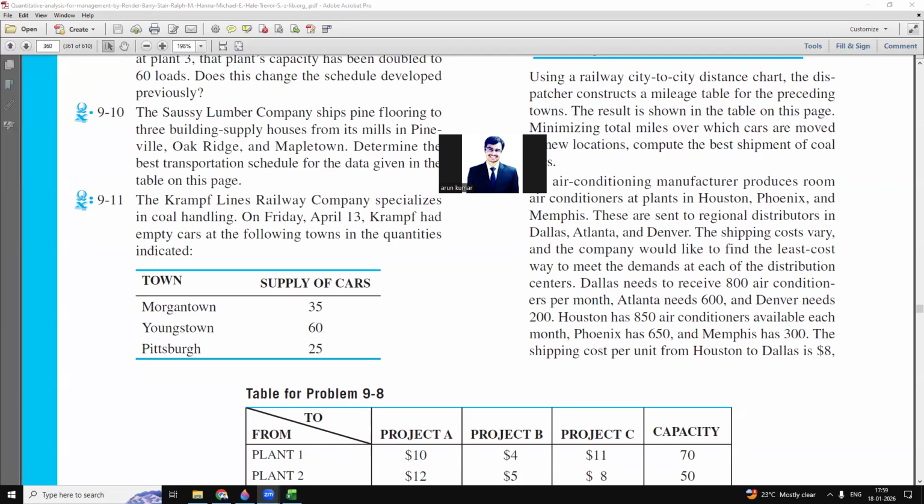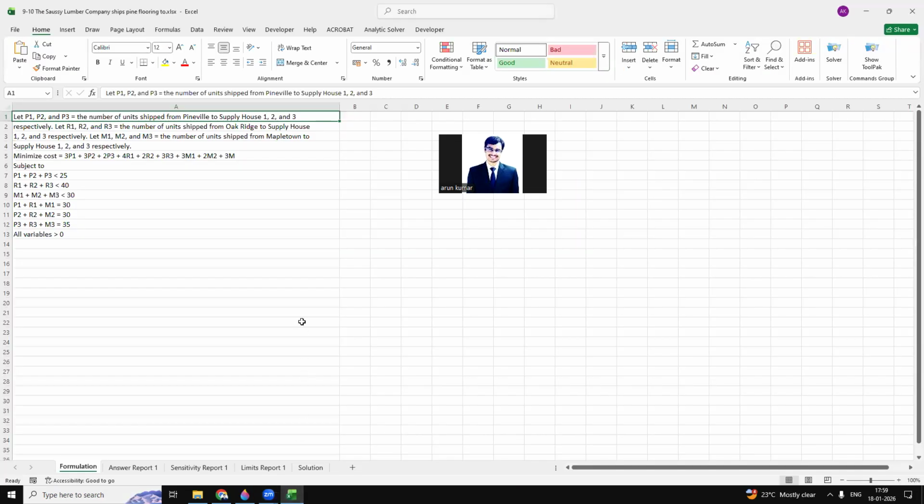I have already solved this question using Excel Solver. Here is my formulation, where P1, P2, and P3 are the units shipped from Pine Valley to supply houses 1, 2, and 3. Similarly R1, R2, and R3 are shipped from Oak Ridge to supply houses 1, 2, 3, and M1, M2, M3 are the units shipped from Mapletown.